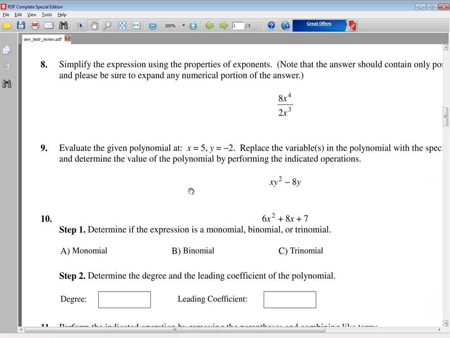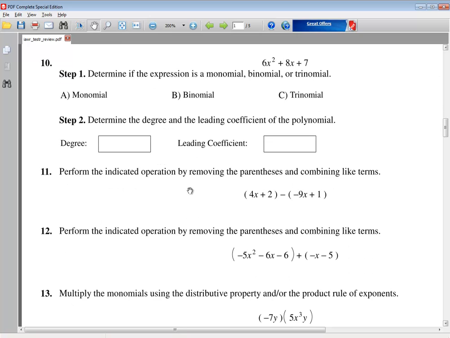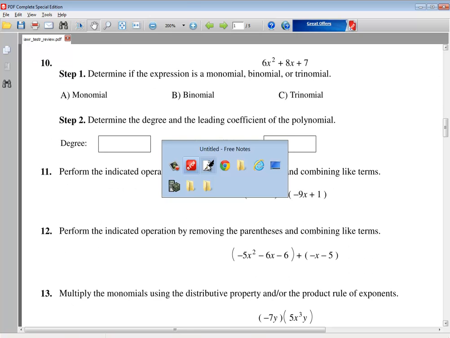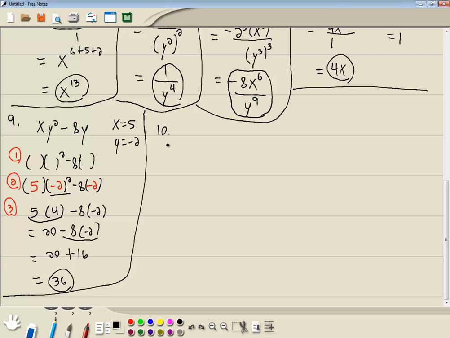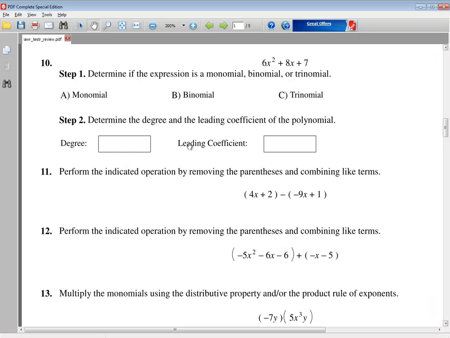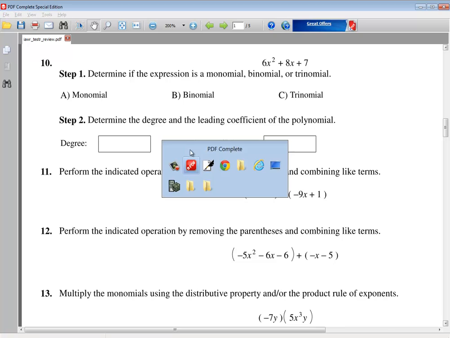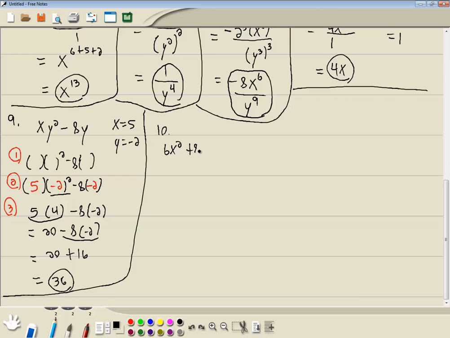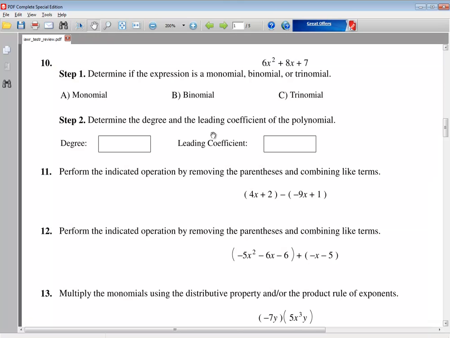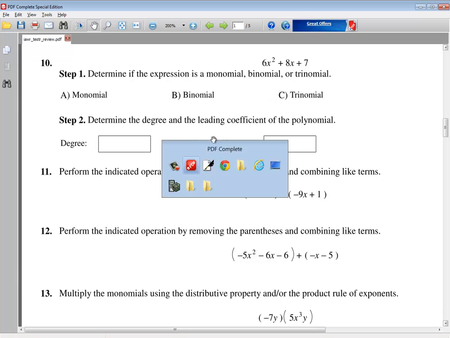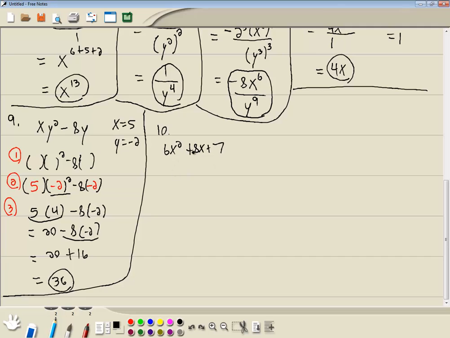Okay, number 10. So we got 6x squared plus 8x plus 7. And it asks us to determine if the expression is monomial, binomial, trinomial. Remember, terms are separated by pluses and minuses. So here's our first term, second term, and third term. Since there's 3 terms, that means it'll be a trinomial.